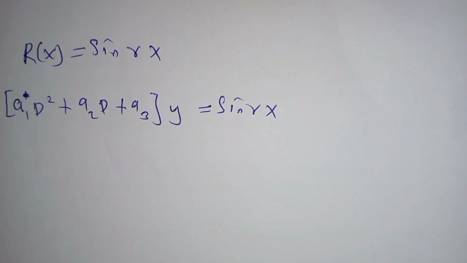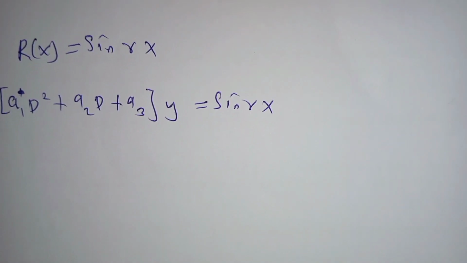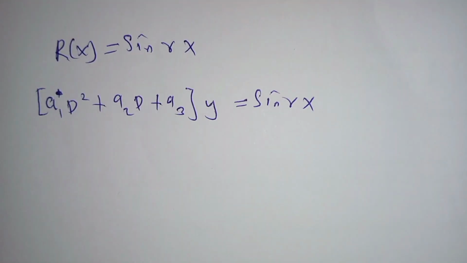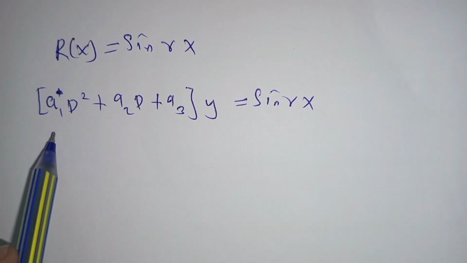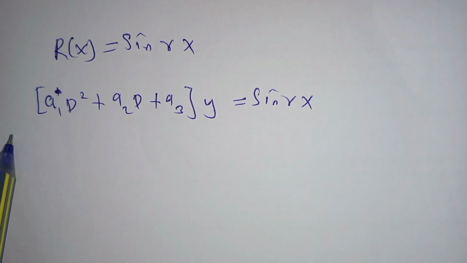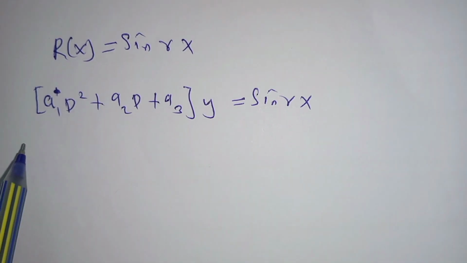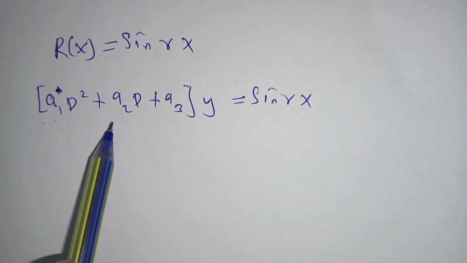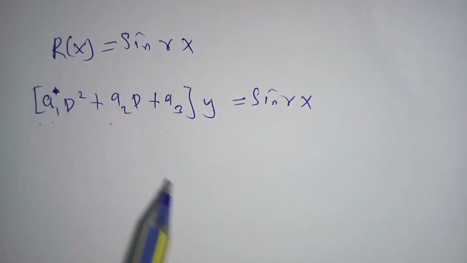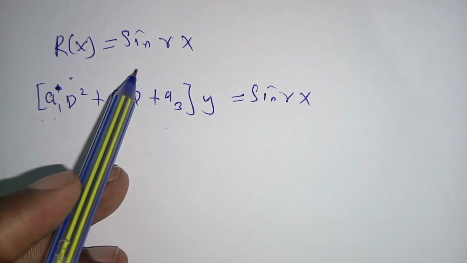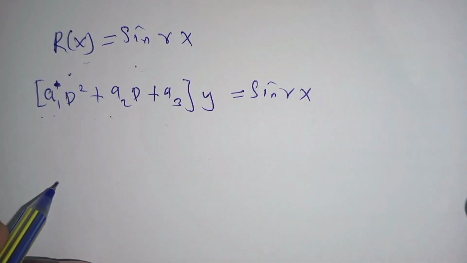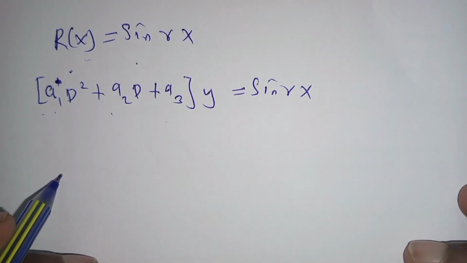We want to see how we can obtain the solution of a second order difference equation which is nonlinear and with constant coefficients a1, a2, a3. Now in this case, our R(x) is sine of rx. So what to do is use what is called the inverse operator.